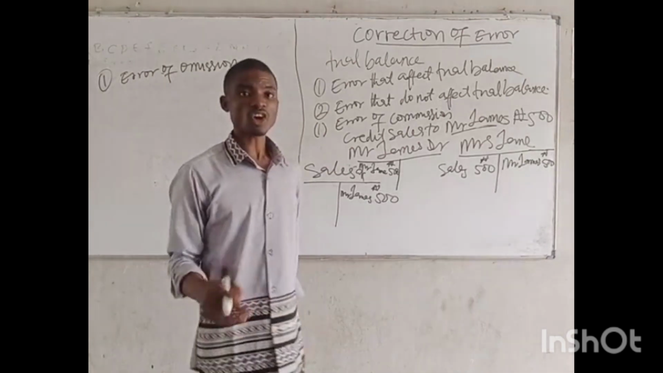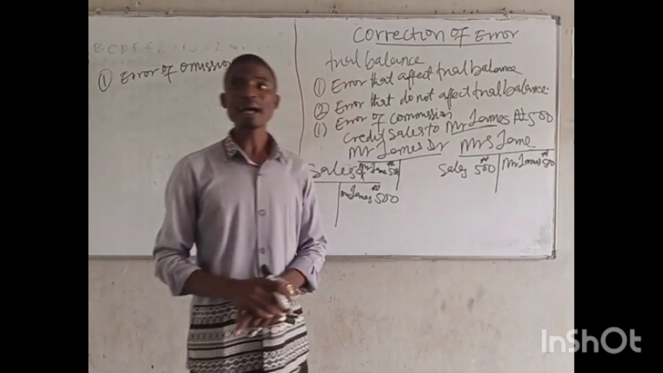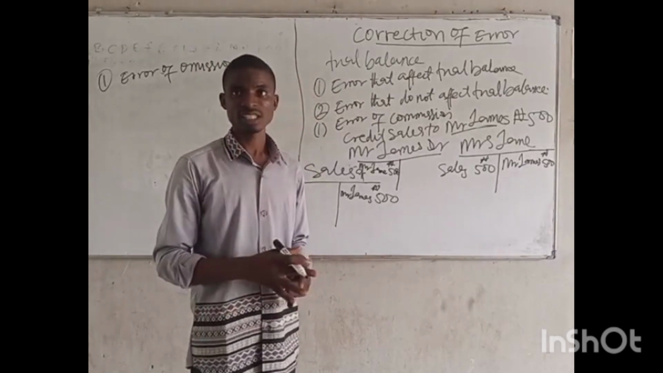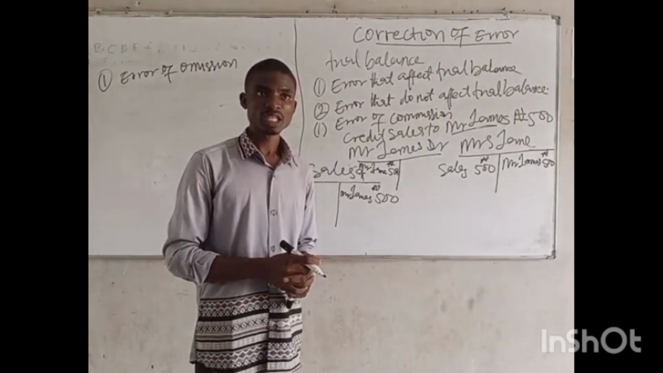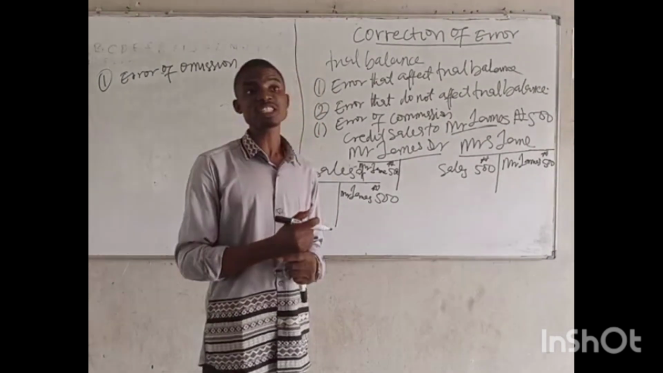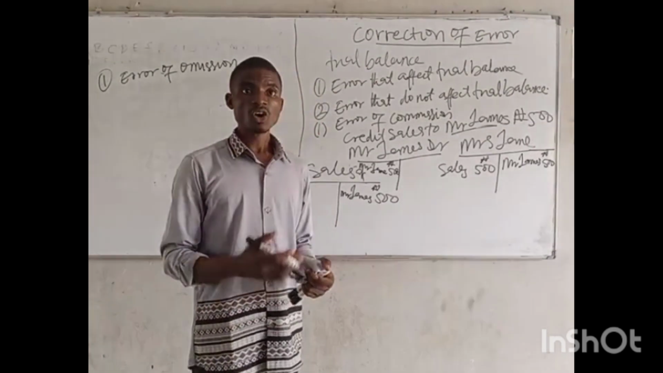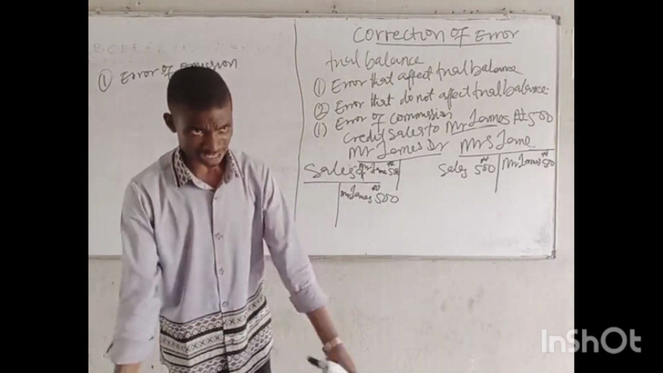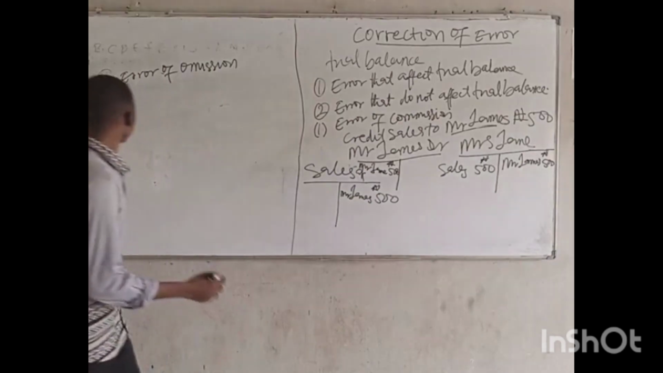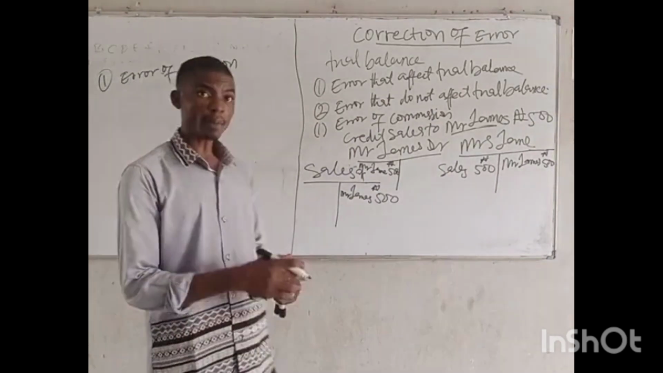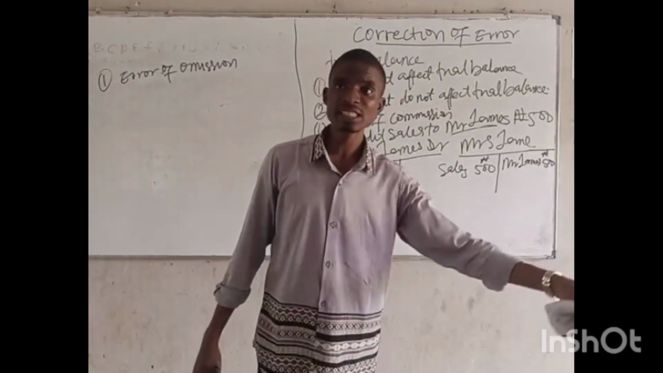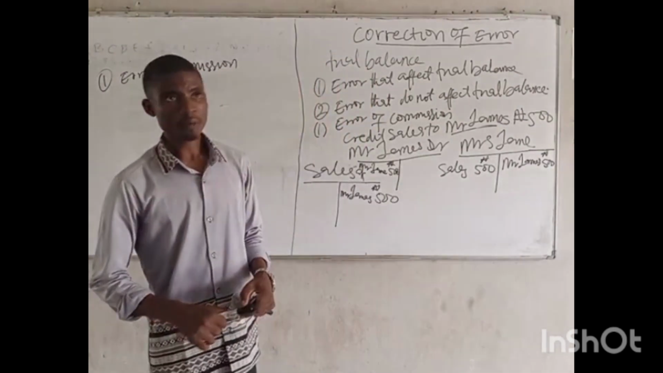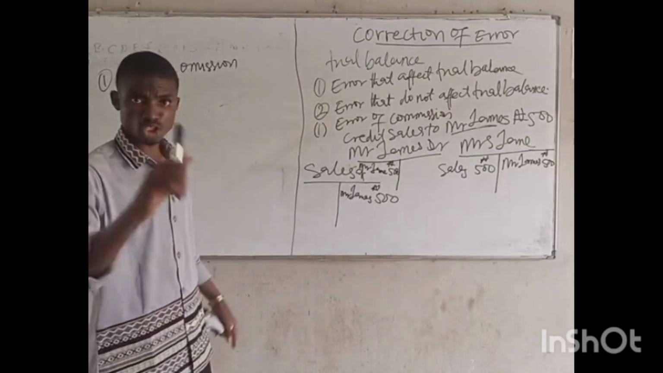Error of omission occurs in a situation whereby a particular transaction was completely omitted in an account. Assuming that the transaction was a sales or purchases, either cash sales or cash purchases, assuming it is a cash sales. The normal double entry for cash sales is to debit the cash account and then credit the sales account. But in a situation where it is omitted, just go back and do what?